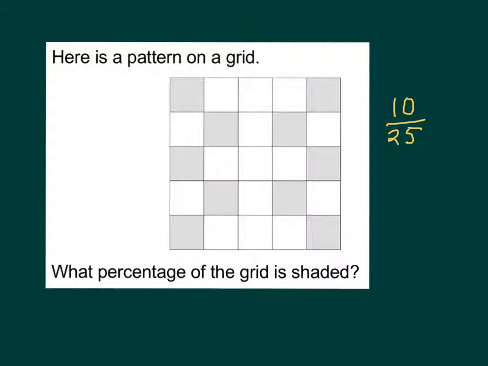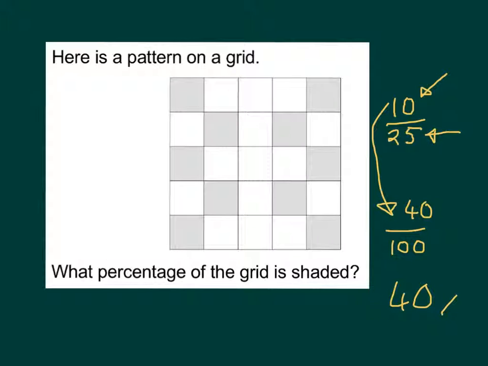Well, the first thing to do is to write it as a fraction. In total, the whole is 25. There are 25 squares, and 10 of those are shaded. Now, of course, as a percentage, I need it out of 100. How many lots are 25 and 100? Well, 4. So I'll need to do 25 times 4 to get 100. So equally, I'll have to times this 10 by 4 lots of that, to get 40 out of 100, which of course means my answer is 40%.